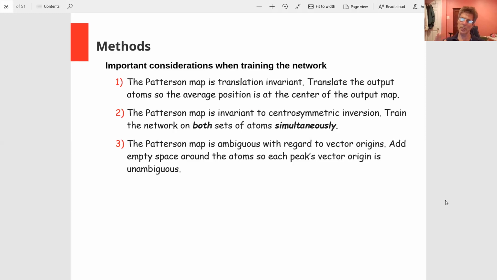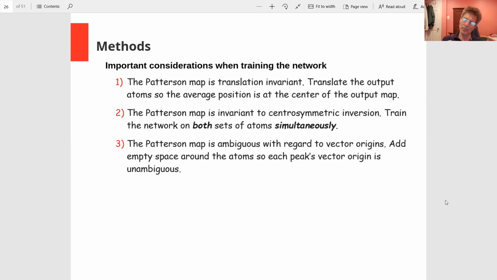So what you can do is simply take the output image and center it at the average position of the atoms in the output. Just calculate the average position of the atoms in the output and put that in the very center of the output image of the neural network, and always use that. That takes care of that translation invariance.